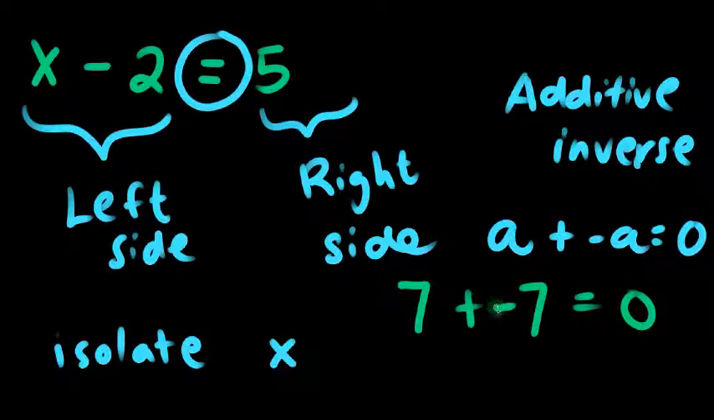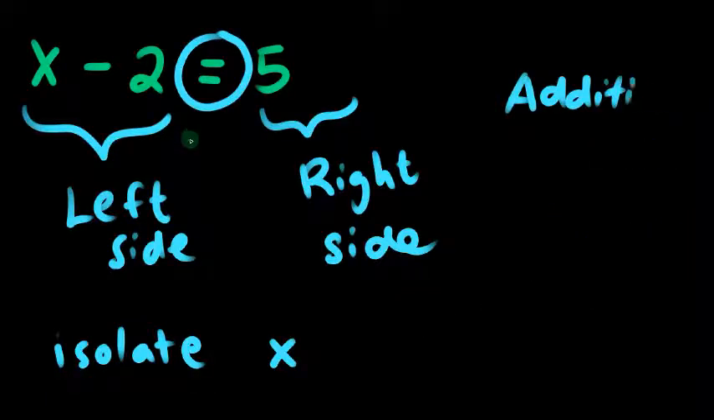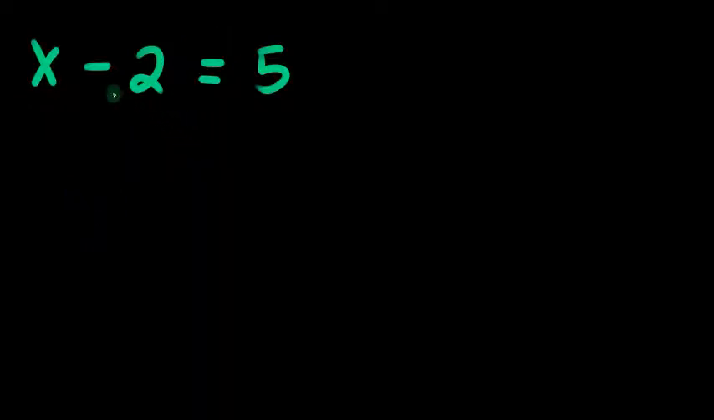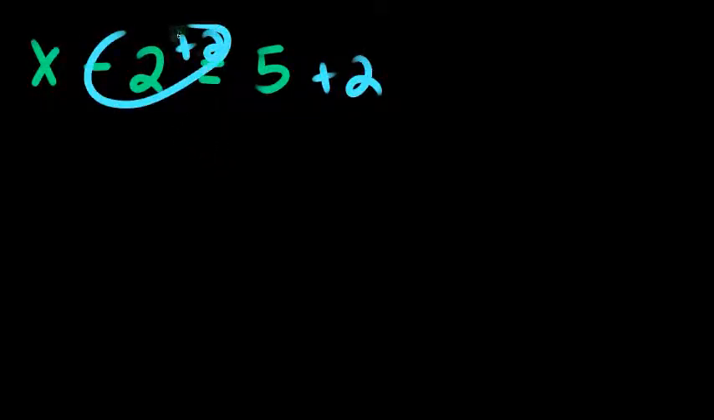So going back to our example, x minus 2 equals 5. In order to isolate x here, we have to use the additive inverse. For x minus 2, we have to look for the additive inverse of negative 2, which is, think of it for a second, positive 2. Our solution now is negative 2 plus 2. We have to add 2 to all parts of the equation.